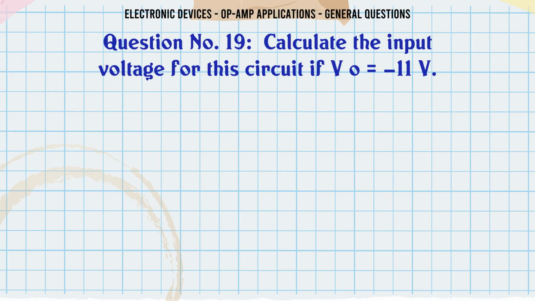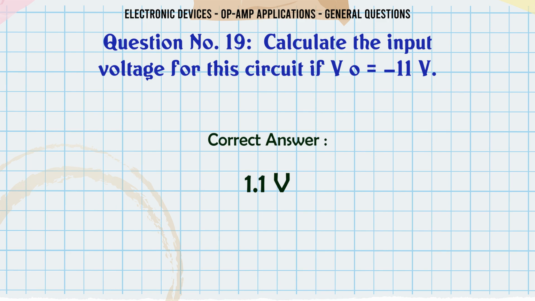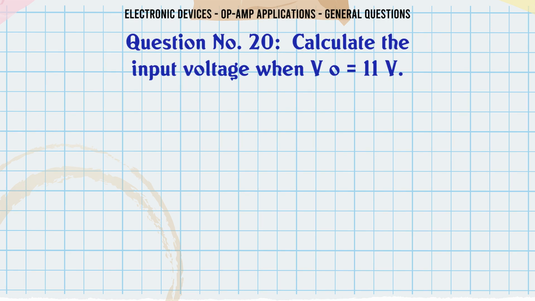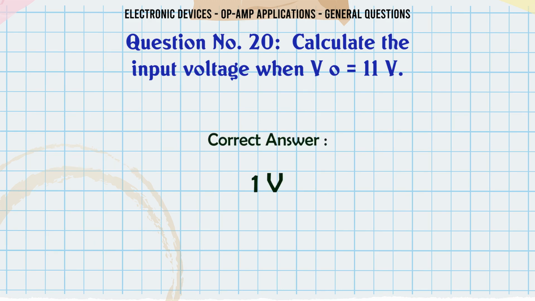Calculate the input voltage for this circuit if VO = 11 V. A: 1.1 V, B: 1.1 V, C: 1 V, D: 1 V. The correct answer is 1.1 V. Calculate the input voltage when VO = 11 V. A: 1.1 V, B: 1.1 V, C: 1 V, D: 1 V. The correct answer is 1 V.